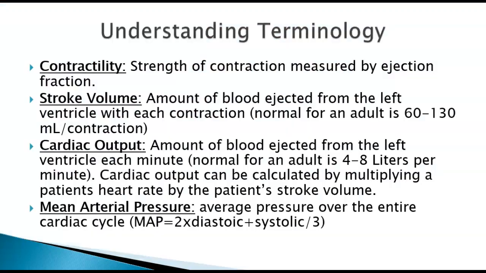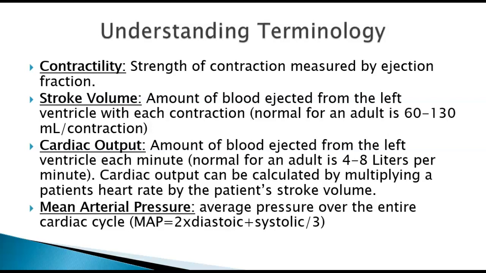So when we're talking about the heart, we have to talk about a lot of different terminology. Contractility is the strength of contraction, how strong the heart can contract, and that gives us our ejection fraction. Stroke volume is the amount of blood ejected out of the left ventricle with each contraction. Normal adult stroke volume is 60 to 130 mLs per contraction. So half a cup per contraction.